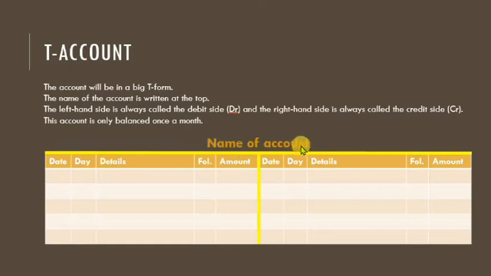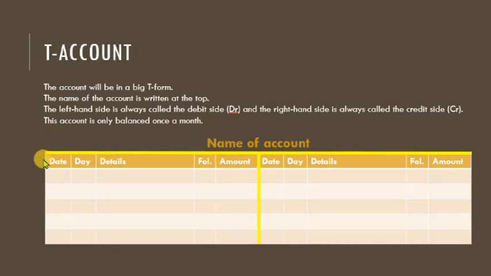The name of the account goes at the top, for example, capital or drawings or sales or current income. So you put the name on top and then you have your debit side and your credit side. Your debit side has different columns and you need to make these columns. You have a column for the date, for the day, for the details, for the folio and the amount. And on the credit side, you have exactly the same: a date, a day, details, folio and amount.